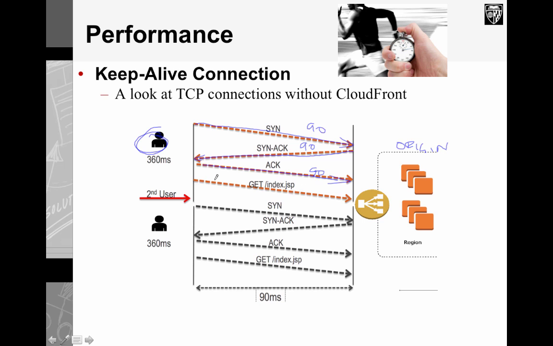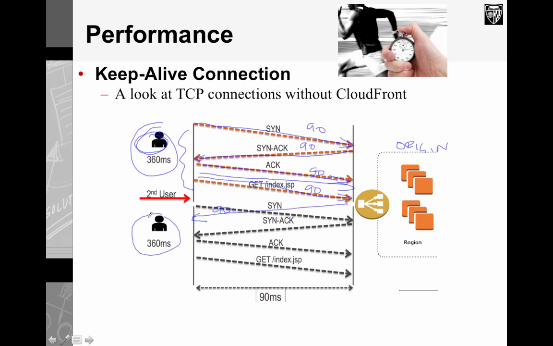Then the client sends the GET request, which is the HTTP GET request. Now you can assume that this time and this time is the same. That's actually almost the same time because it immediately after sending the ACK sends the GET request. And then assuming that the origin server responds back with the data, that's another 90 milliseconds. So it is going to take 360 milliseconds for the first user to get the response back.